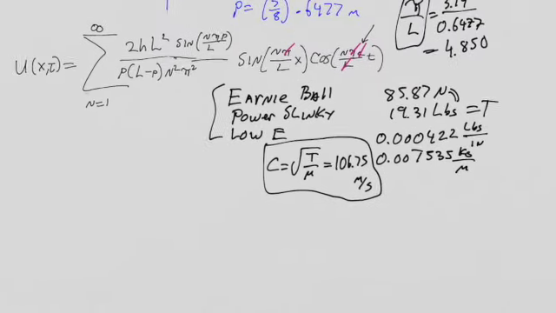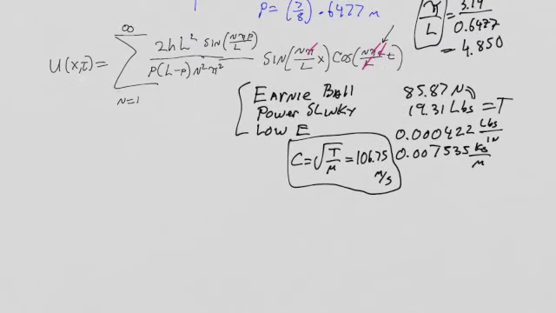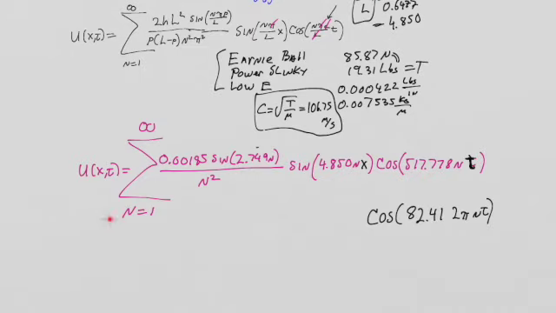Let's write down the final expression with all of our numbers substituted. And voila, this is our final answer. You give me the position on the string and the time after you release it, then you can solve for this, and you can solve for this, and you can solve for this, and you get a number. And you do this for every n from 1 to infinity, and that will be the displacement of your string. This is it.